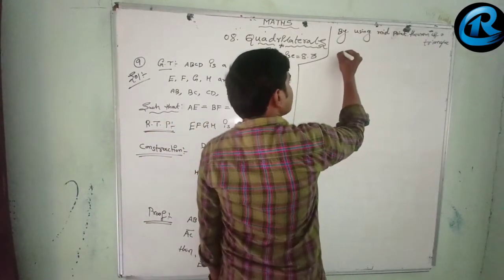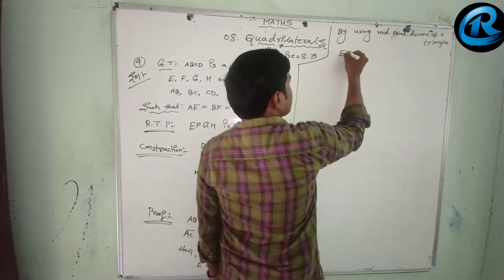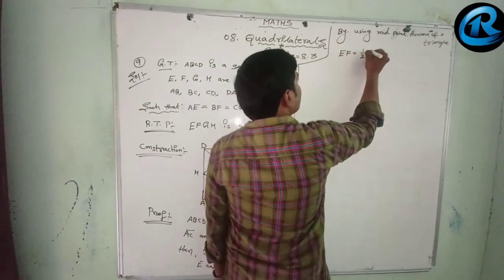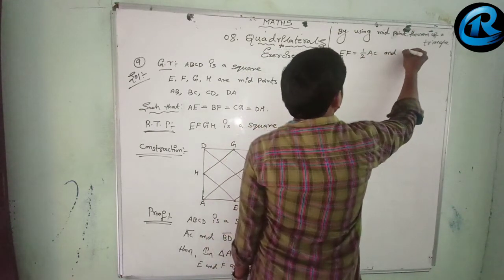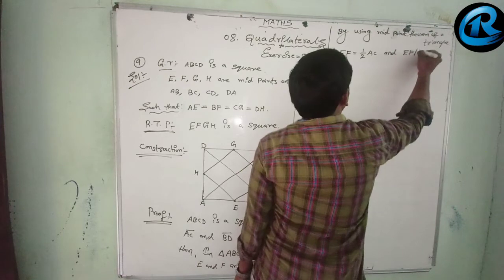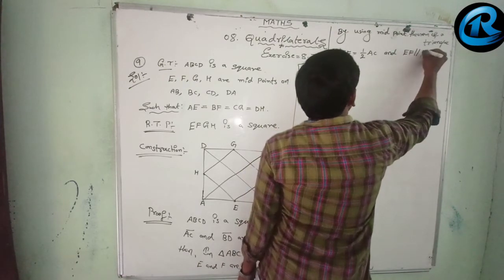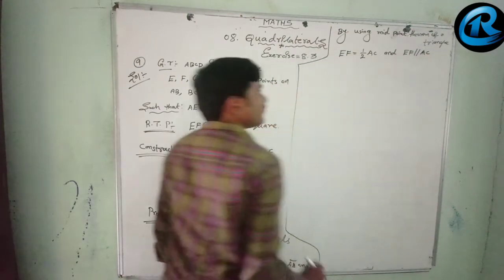EF is equal to half of AC and we can also write here EF is parallel to AC. That is the midpoint theorem.